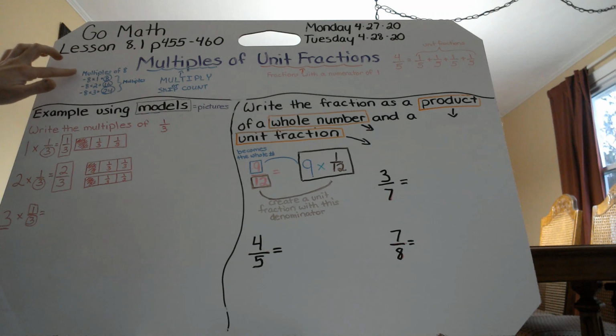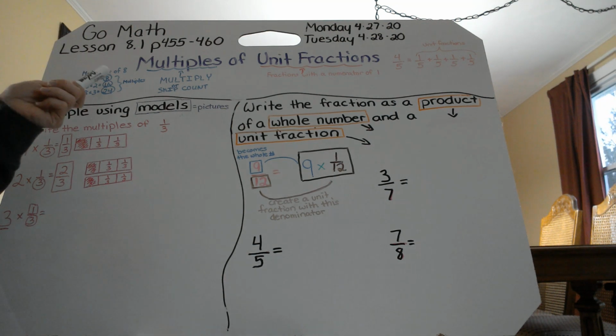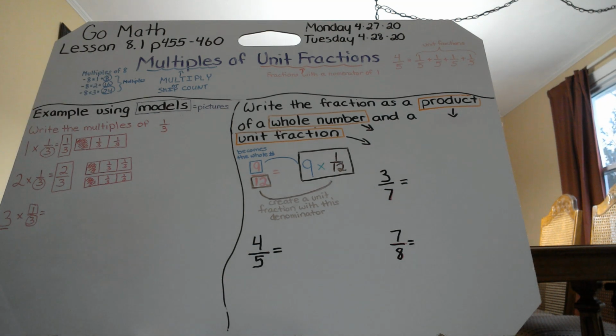So over here I have the multiples of 8, and 8 times 1 is 8, 8 times 2 is 16, 8 times 3 is 24. So 8, 16, and 24 are multiples of 8. And not just them, but 8 times 4 is 32, 8 times 5 is 40, so those are all your multiples. So really you're skip counting by 8. 8, 16, 24, 32, 40, and so on.